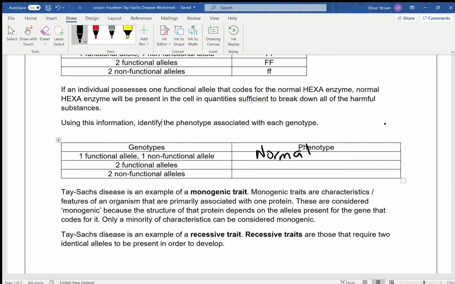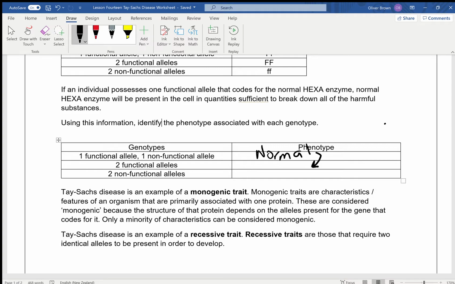So in the case where they have one functional allele and one non-functional allele, the phenotype is normal, or they don't have Tay-Sachs disease. Two functional alleles, again, similar idea. This time obviously you're only making normal hexa enzyme, so you will be normal in terms of the phenotype as well. No Tay-Sachs disease there.